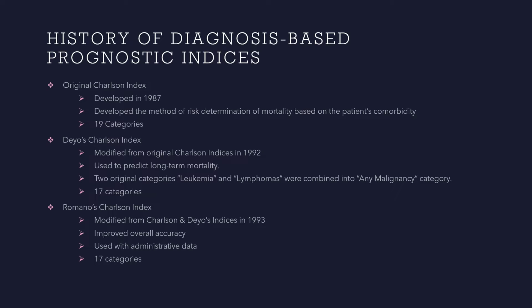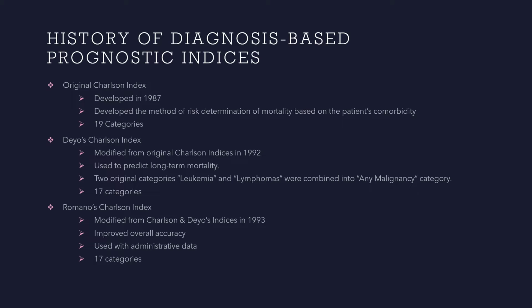Dale's Charlson Index. Modified from the original Charlson indices in 1992, this version assigned a score to various chronic medical conditions and the score sum was used to predict long-term mortality. Two original categories, leukemia and lymphomas, were combined into any malignancy category. Therefore, there were only 17 categories.